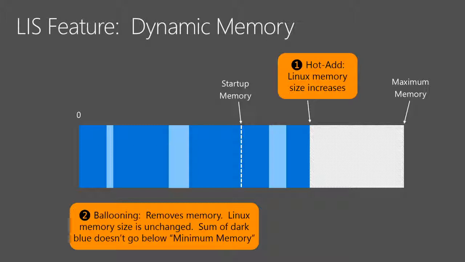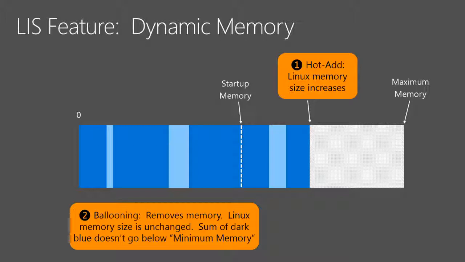So the total size, the dark blue size, doesn't really change in terms of what Linux thinks is allocated, but some of it's been stolen and kind of given away in a hidden fashion. The amount that's taken will never take the total of the dark blue below the minimum memory.